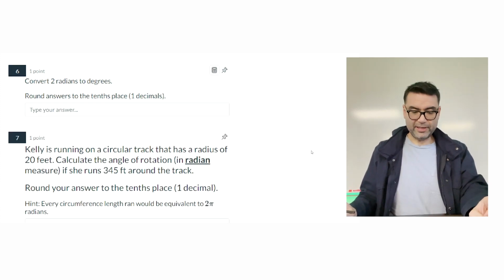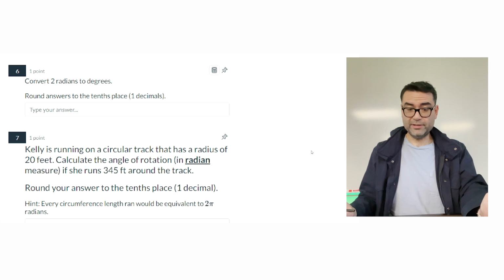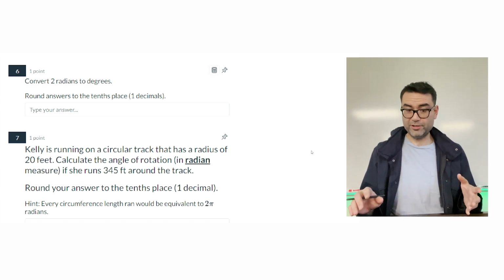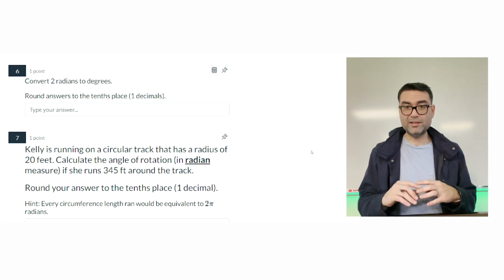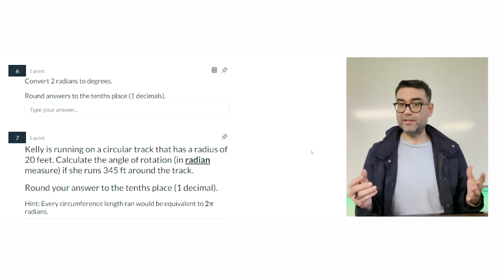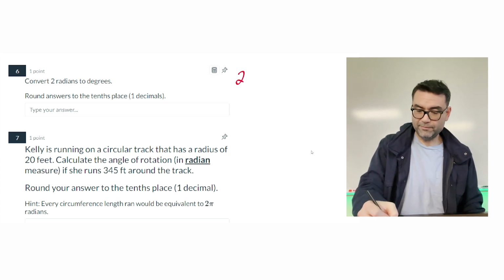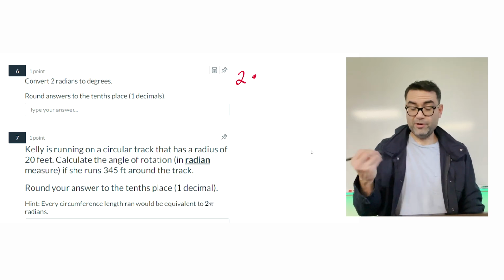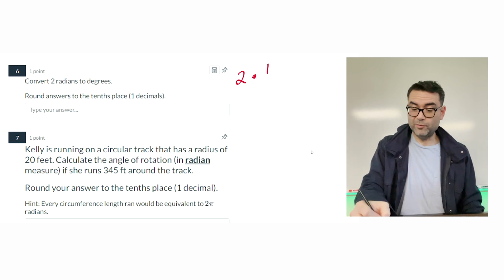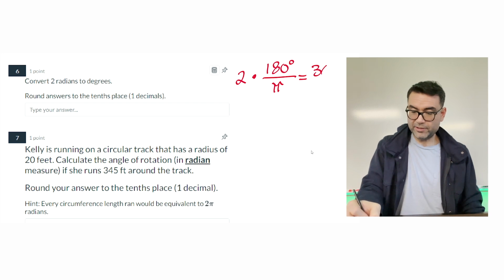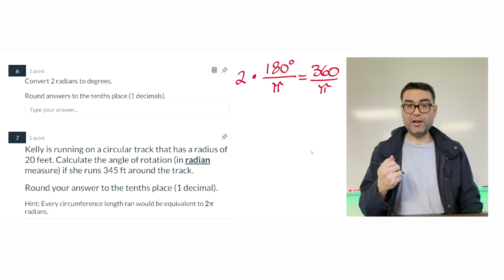All right, number 6 says convert 2 radians to degrees. So to convert 2 radians to degrees, you have to understand that we're talking about a radian measure. Just because there's no pi doesn't mean it's not radians. Radians just means not degrees. So to convert 2 radians to degrees, you take 2. And we are in radians, so to get it to degrees, we multiply by degree unit and divide by pi radians. So this would actually be 360 over pi.